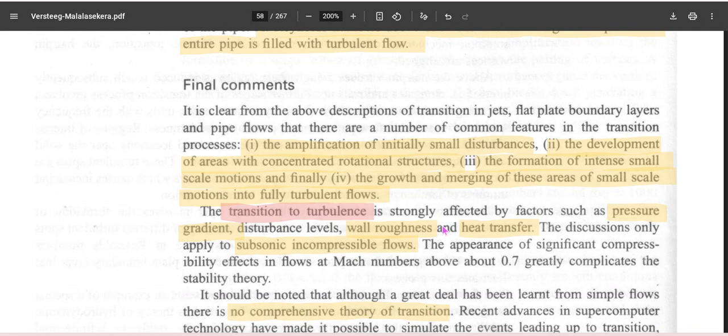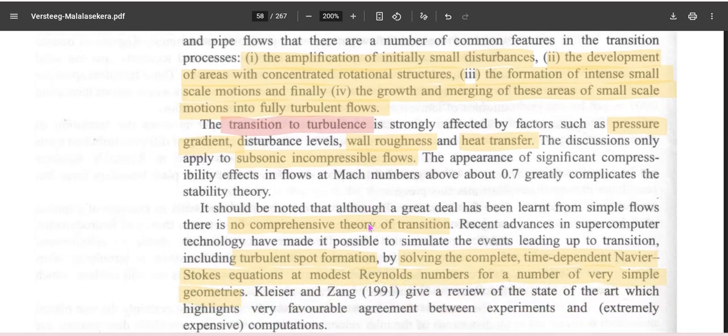So the final comments about this hydrodynamic instability theory: it concerns the amplification of small disturbances and the development of rotational structures downstream because of these amplifications. The merging of these rotational structures forms small scale motion, which further develops into a fully turbulent flow. So this transition to turbulence is caused by adverse pressure gradient, wall roughness, entry effects, and heat transfer in subsonic flows.